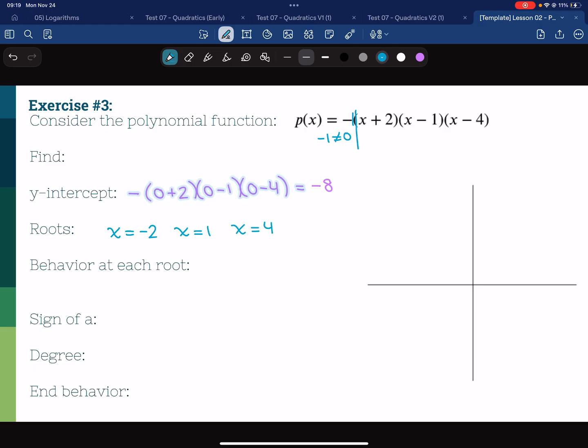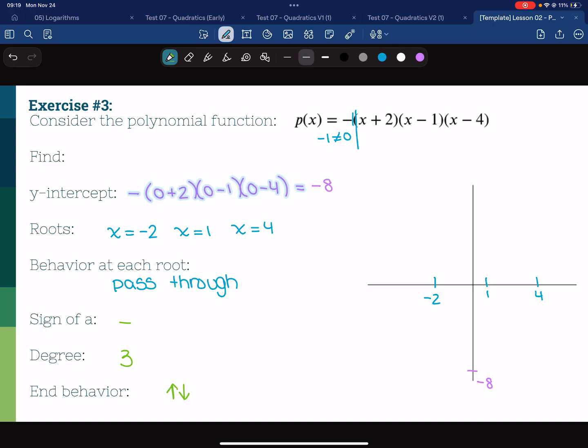So I'm going to go put them on there. My negative 2, 1, and 4. Our y-intercept somewhere down here at negative 8. And we know each of those roots only happen once, so they're all going to pass through. And now we see the change. So that change of that negative 1, that negative a value with a degree of 3, we're going to end negative this time. So it means we're going to start positive.